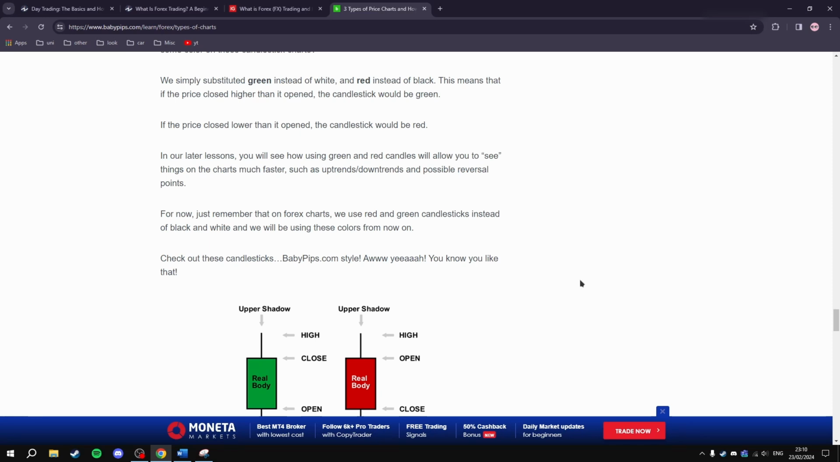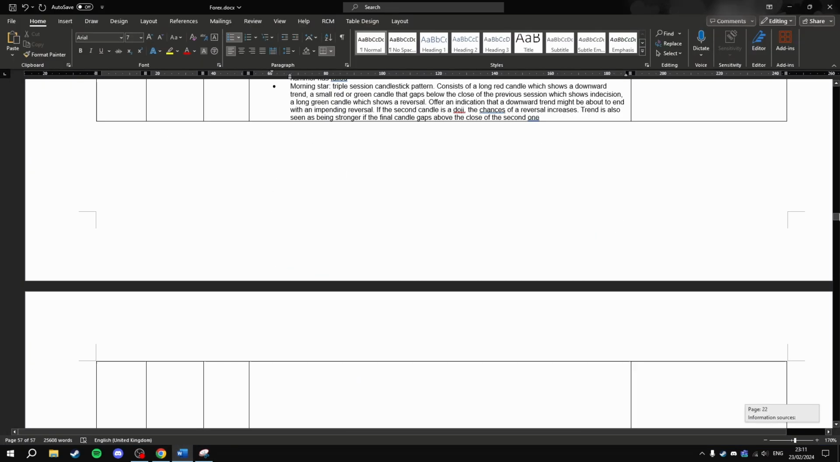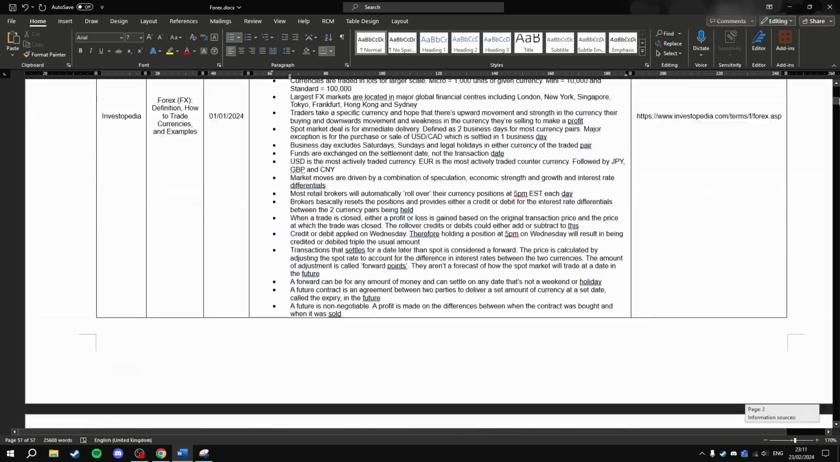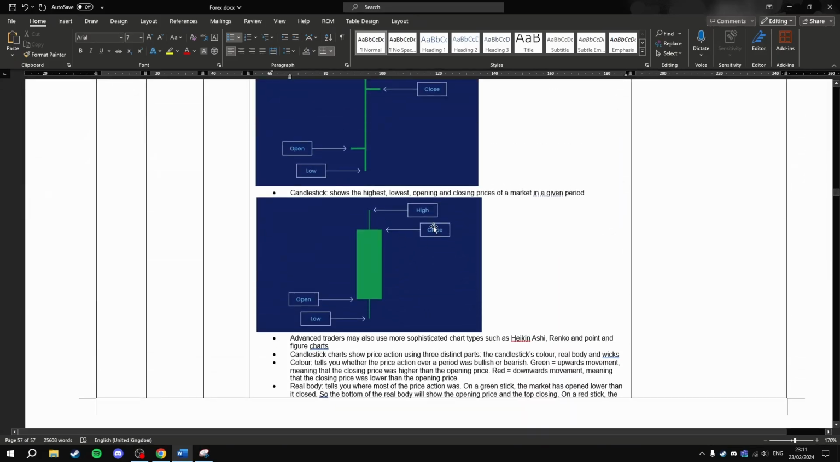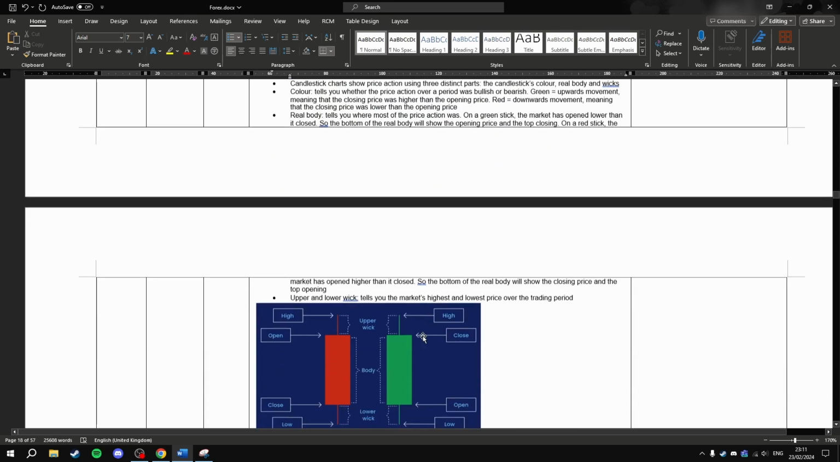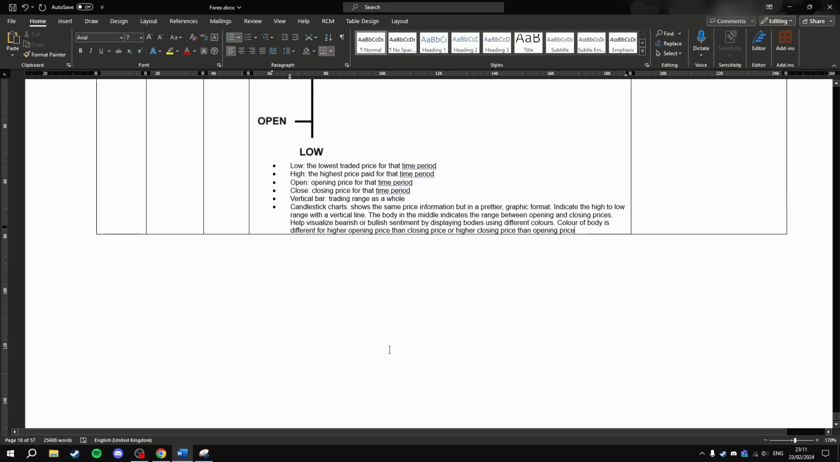This means that if the price closed higher than it opened, the candlestick would be green. So if the price closed higher than it opened, it would be green. Yep. Cool, that makes sense.